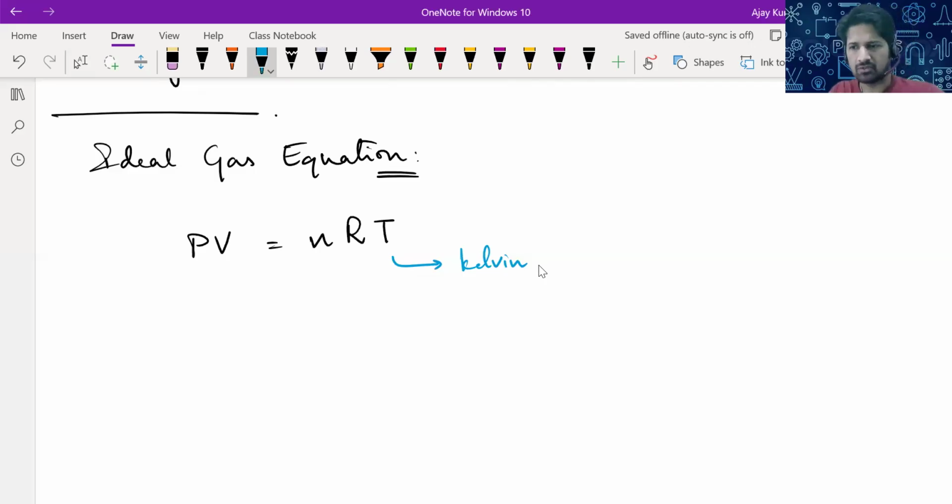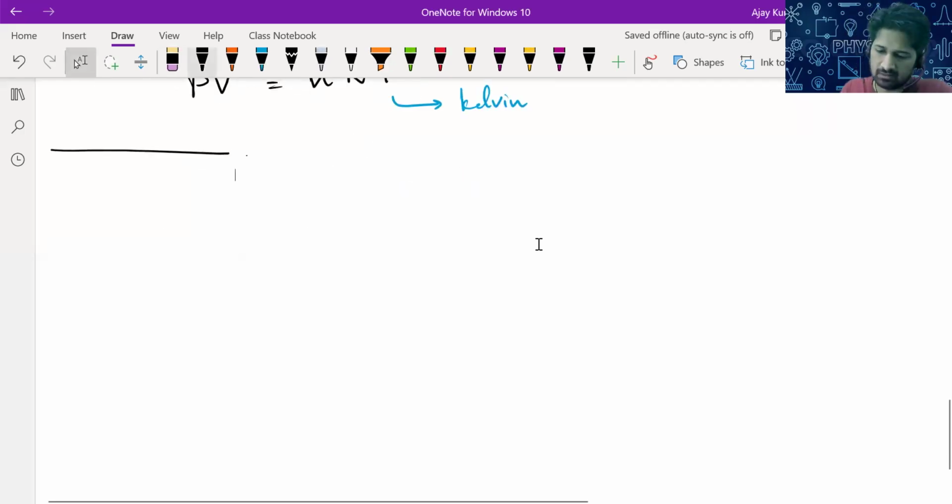Pressure, if you want, you can express it in pascals, or in atmosphere. You can change the unit. Volume, if you want, you can write in meter cube or centimeter cube. Accordingly, the other terms' units will change, but temperature must always be written in Kelvin. Otherwise, this equation will not be valid. Now, what we will discuss is how this equation is derived. Why does an ideal gas behave like this, or why does an ideal gas obey this equation? Let's see.